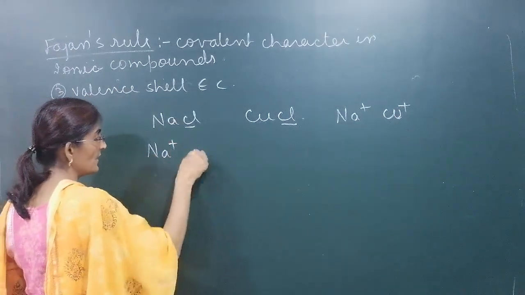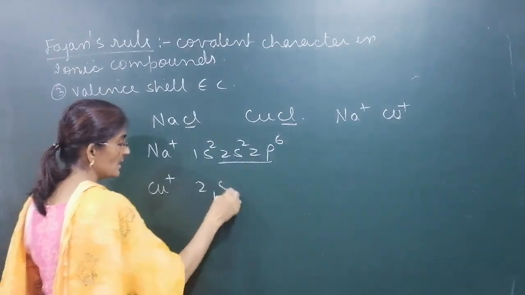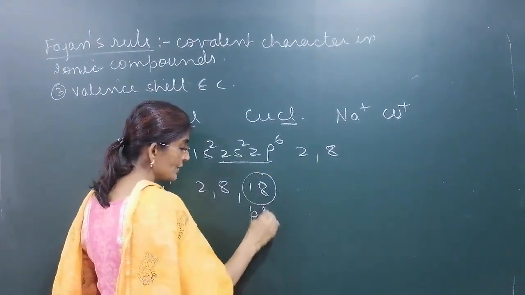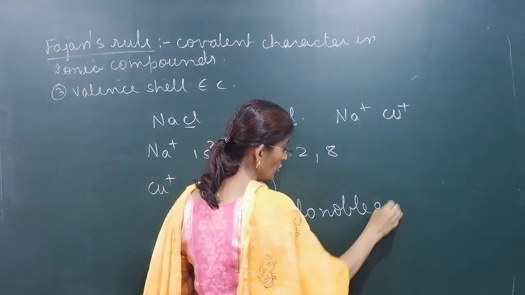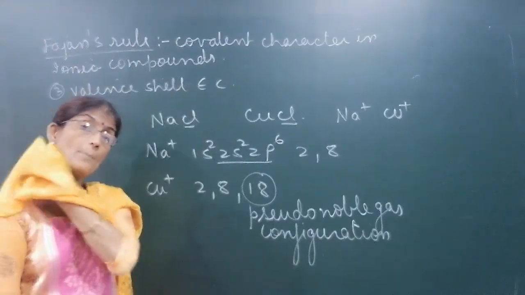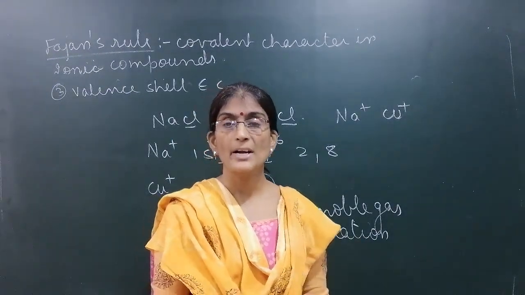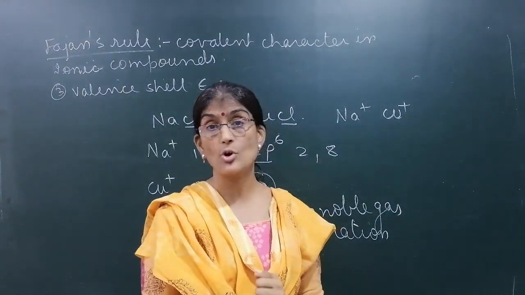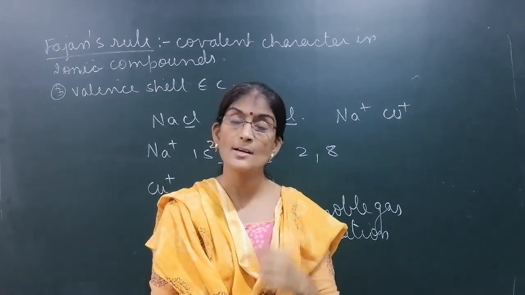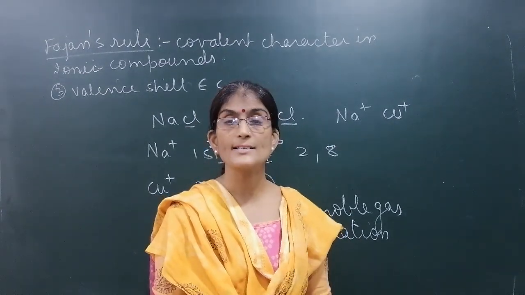For Na plus, the electronic configuration will be 1s2 2s2 2p6, a noble gas electronic configuration like neon. While in Cu plus, the electronic configuration is 2-8-18. Here it is 2-8 and here it is 2-8-18. If in the last orbit 18 electrons are there, this is called pseudo noble gas configuration. And a compound with pseudo noble gas configuration will be more covalent compared to the noble gas configuration. So if an atom or ion has 8 electrons in the last orbit, it is called noble gas configuration. But if an element or ion has 18 electrons in the last orbit, generally a transition metal has. So transition metal ionic compounds have somewhat more covalent character compared to alkali metal ionic compounds. So these are the factors by which we can decide how much covalent character is there in an ionic compound.